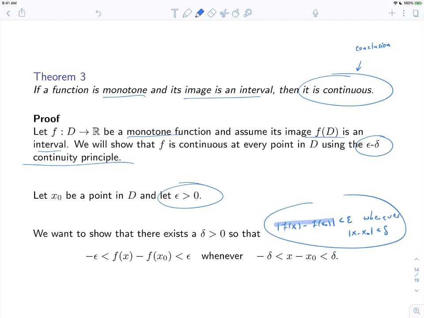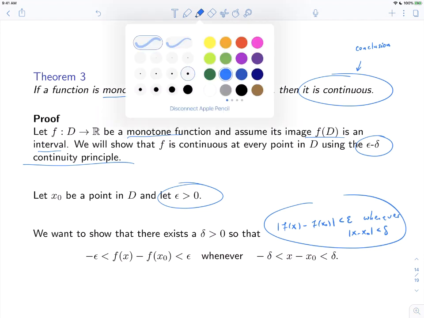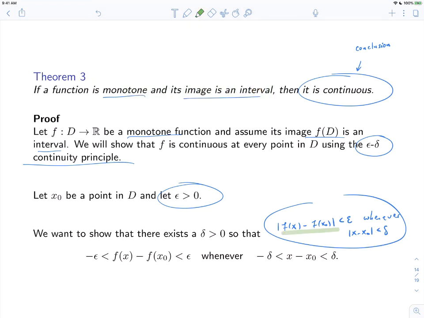This inequality, I'll just underline it, is the same as this inequality. To say that the distance between f at x and f at x naught is less than epsilon is the same as saying that if you look at their difference, it can be no more than epsilon, and it can be no less than negative epsilon. Their difference has to be between epsilon and negative epsilon. That's what we mean when we say the absolute value is less than epsilon. That means the actual difference is between epsilon and negative epsilon.